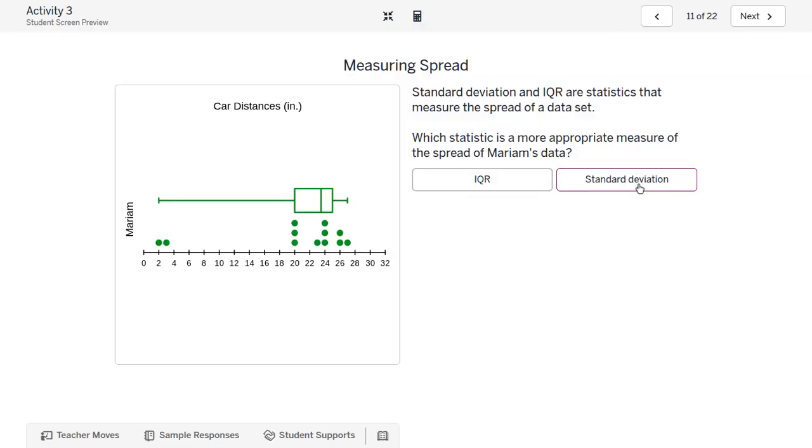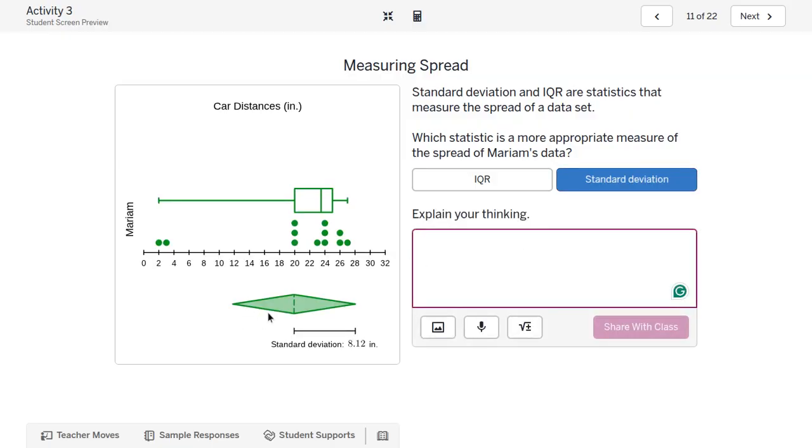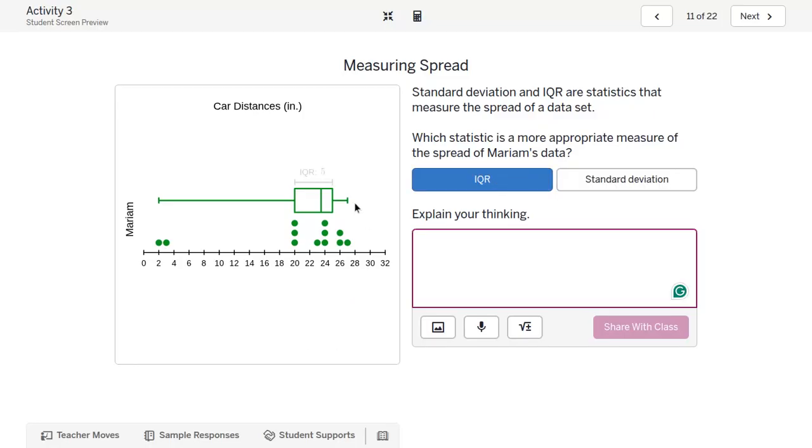So standard deviation here only looks at this entire range, so it includes the outliers. Interquartile range is going to look at just the range of the central part of the data. So kind of similar to how outliers can affect the mean but not necessarily the median, outliers are not really as incorporated in the interquartile range, while standard deviation includes those outliers.